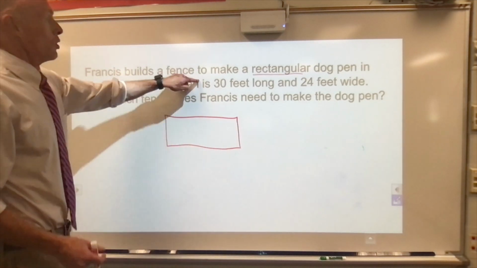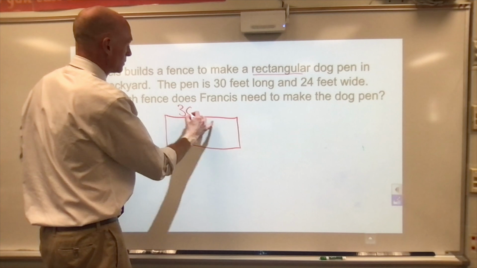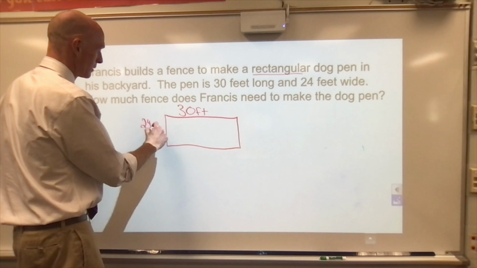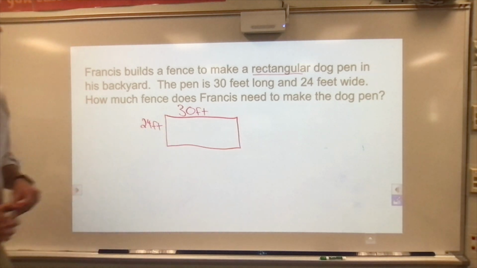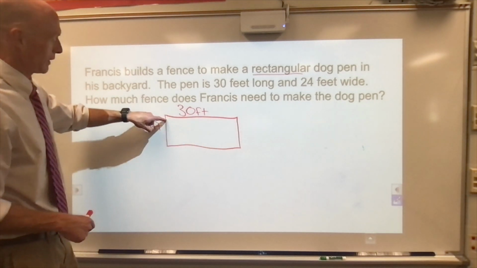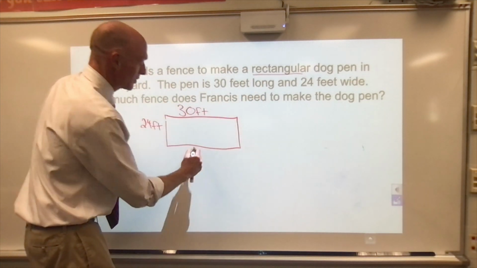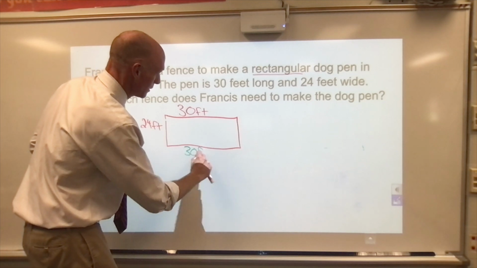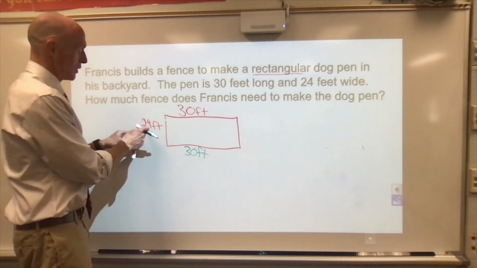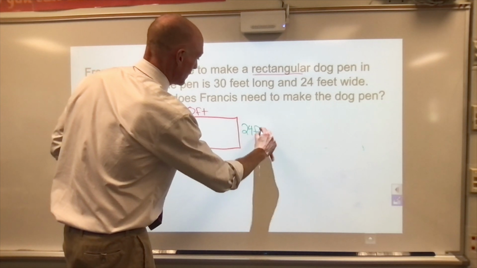Perfect. So we know the pen is 30 feet long and 24 feet wide. Perfect. How much fence does Francis need to make the dog pen? So we know that's going to be 30 feet. And we know it's a rectangle, so therefore, this one down here must also be 30 feet. Why? Because again, it's a rectangle. Equivalent. Just like this is 24, this one's also going to be 24 feet.